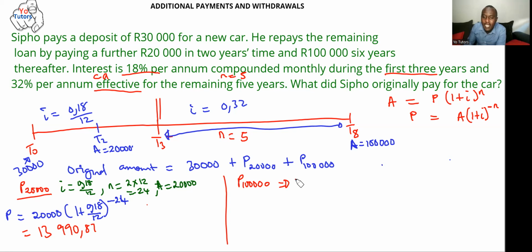Let's try to find out. So when I look at the P at T3, let's look at that as 100,000 in bracket 1 plus, what is our I? 0.32, to the power of, what is the power? It's going to be the power of negative 5. Okay, let's find that.